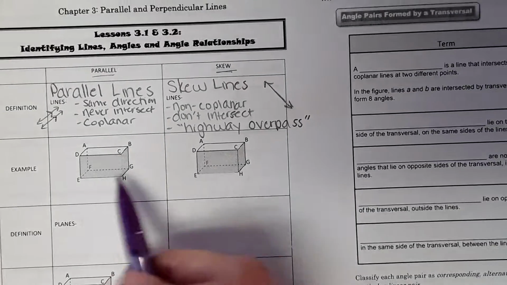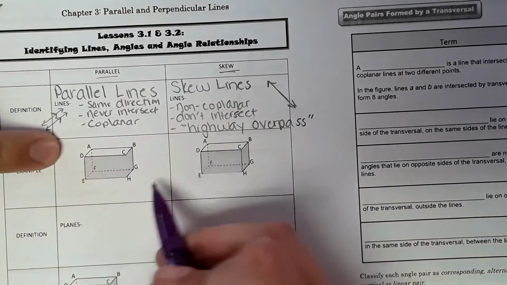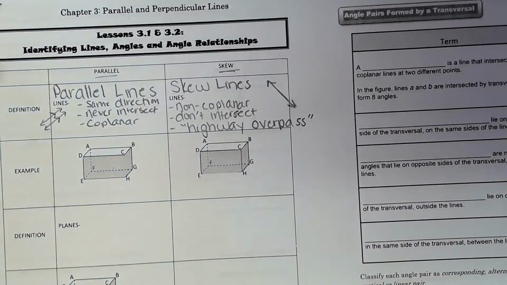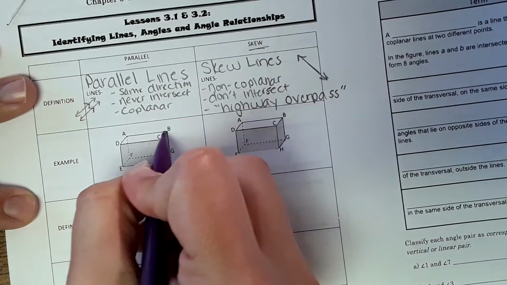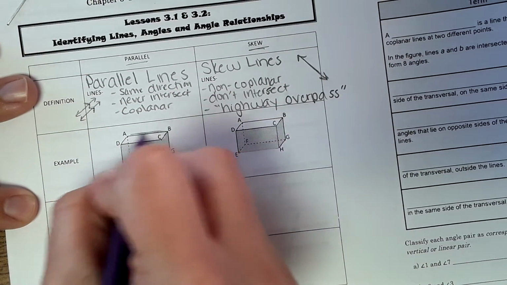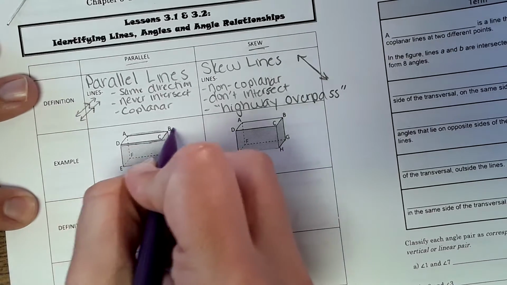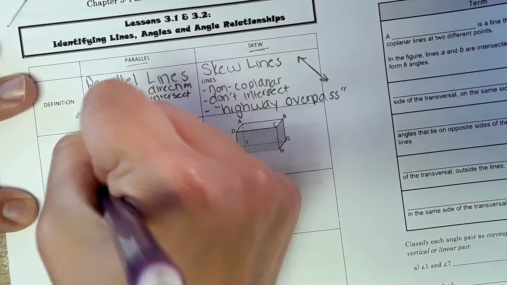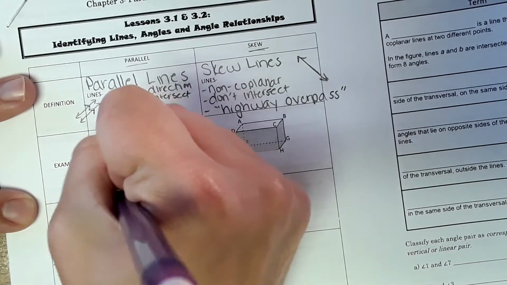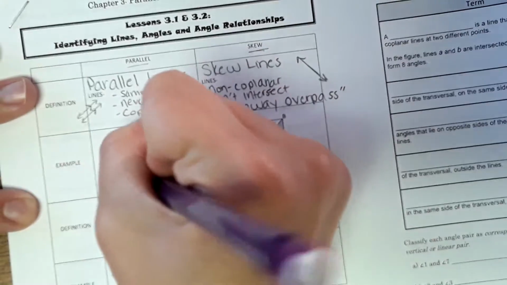Okay, on these, we're going to look at examples of parallel lines on a 3D shape and also skew lines on a 3D shape. An example over here might be segment AB is parallel to DC, or the line that includes AB is parallel to DC. There's actually a symbol for parallel, so instead of writing out parallel, we can use this symbol. AB is parallel to DC.